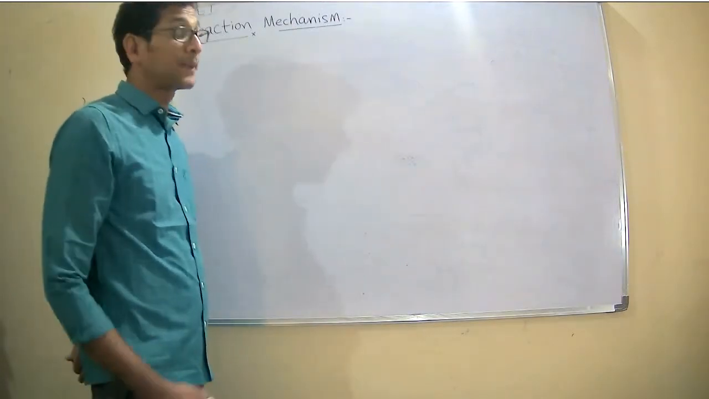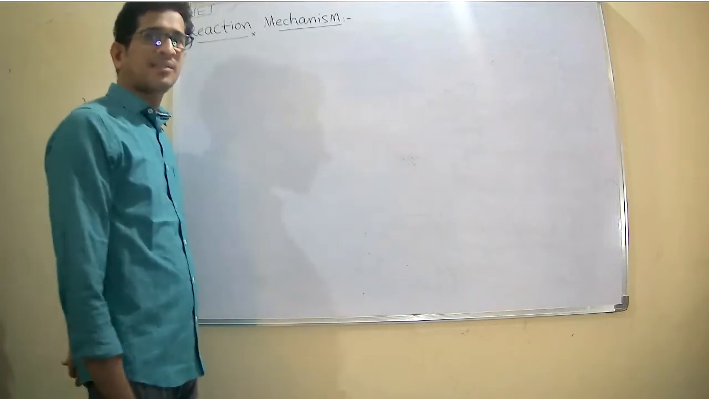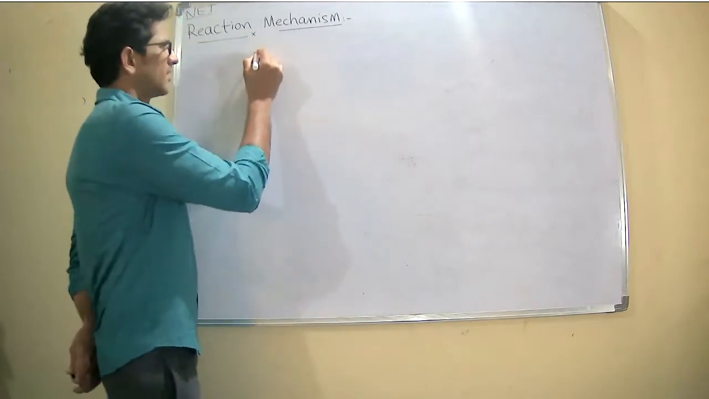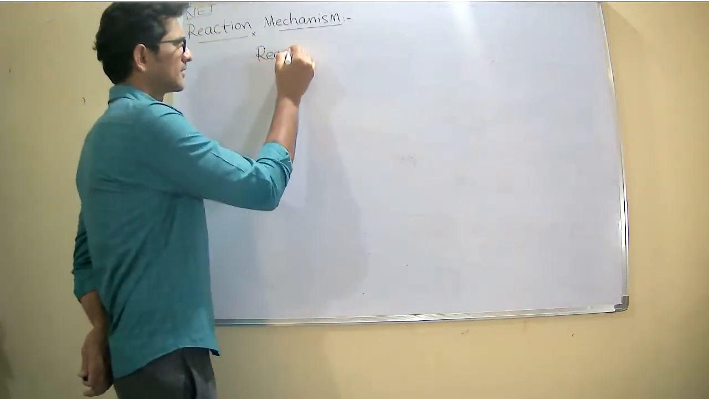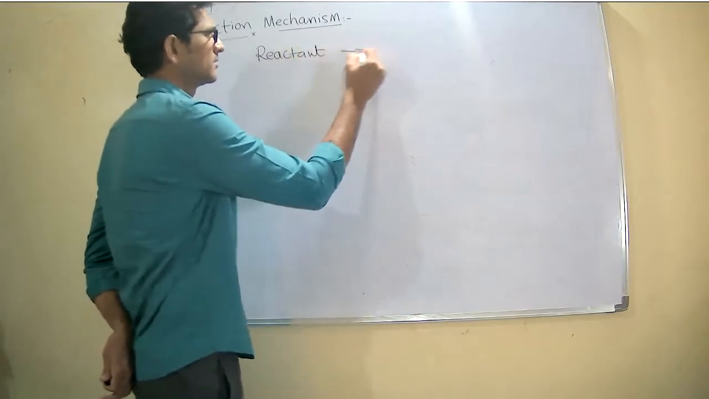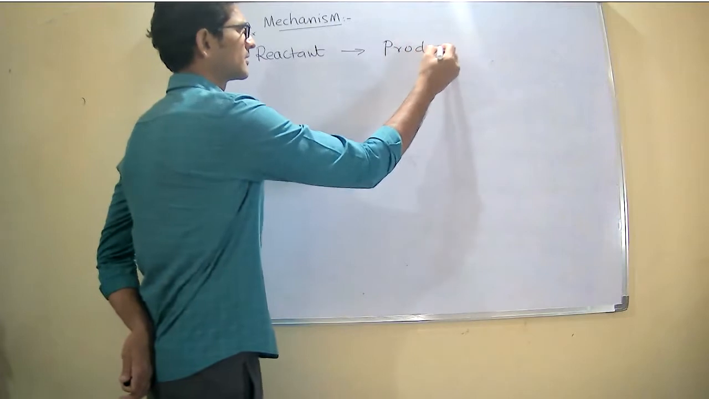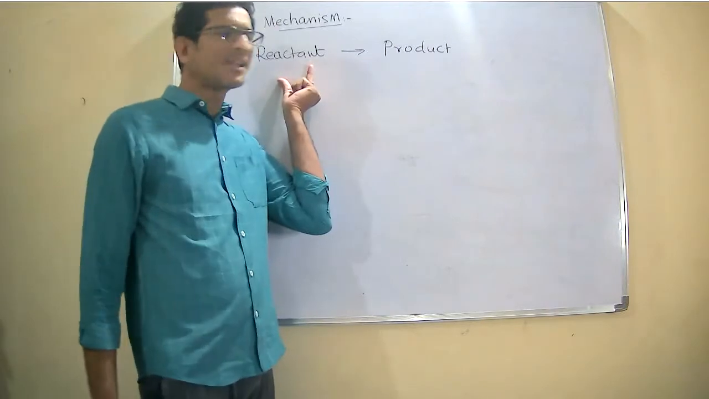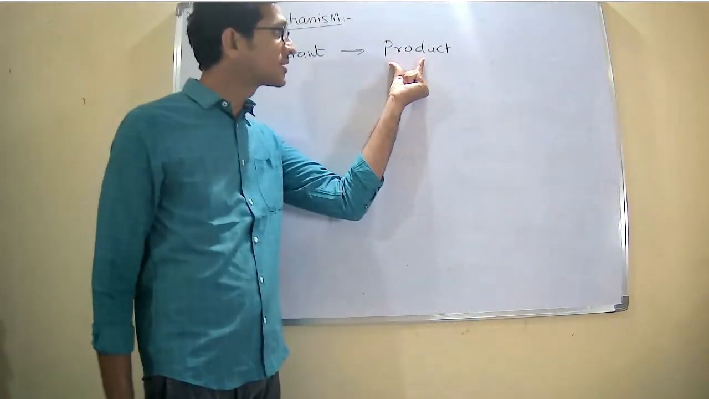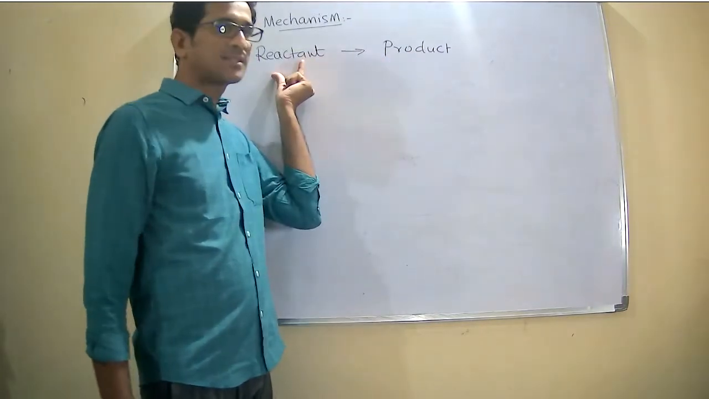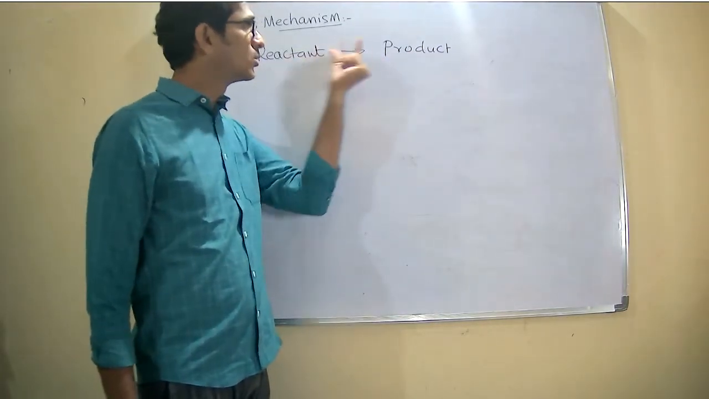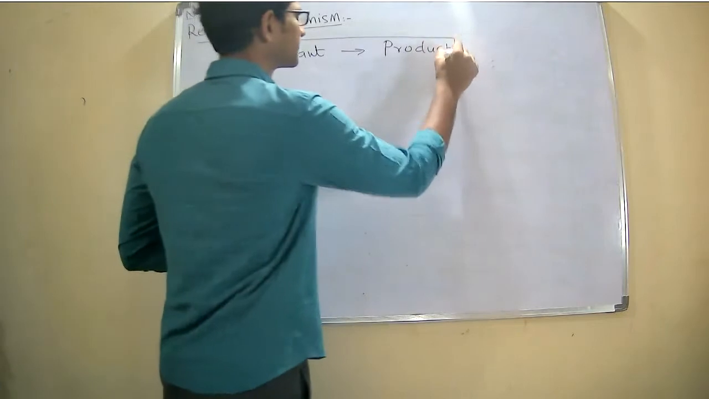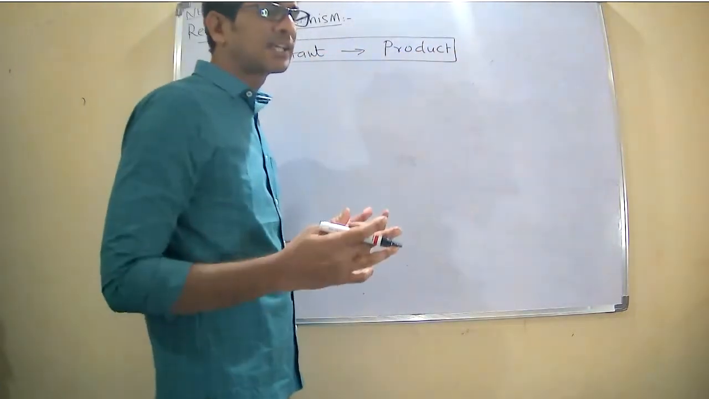What is reaction mechanism? For example, I can express a simple chemical reaction like reactant to product. Reactant to product means a reactant is converting into product, the reactant undergoing chemical change to give product. This is the outline of a chemical reaction.